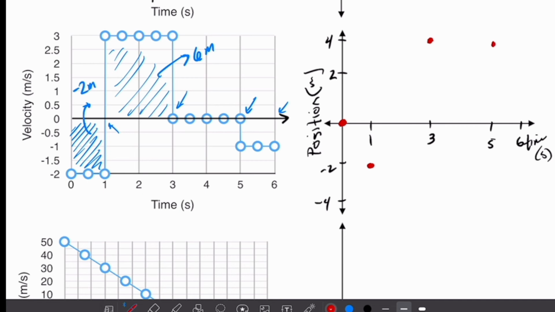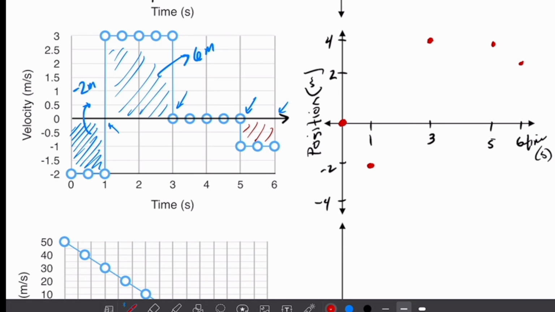Exactly. And then in this last second, what's going to happen here? Really? Nobody? Yes, sir. You're going to drop 1 unit. All right, I'm going to go backwards 1 because of this area.